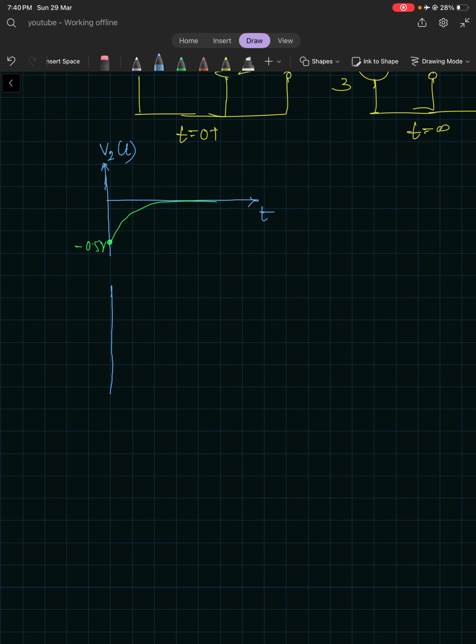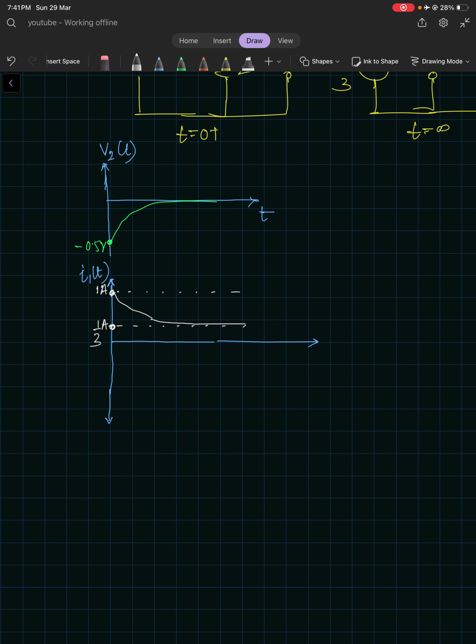Now let's go for the current. What is I1? I1 started from 1, and 1 by 3, this was 1, and this is 1 by 3. So it will go like this, just like the capacitor. The response will be sandwiched between the initial and the final condition. So this is 1 by 3 ampere, this is 1 ampere, right?